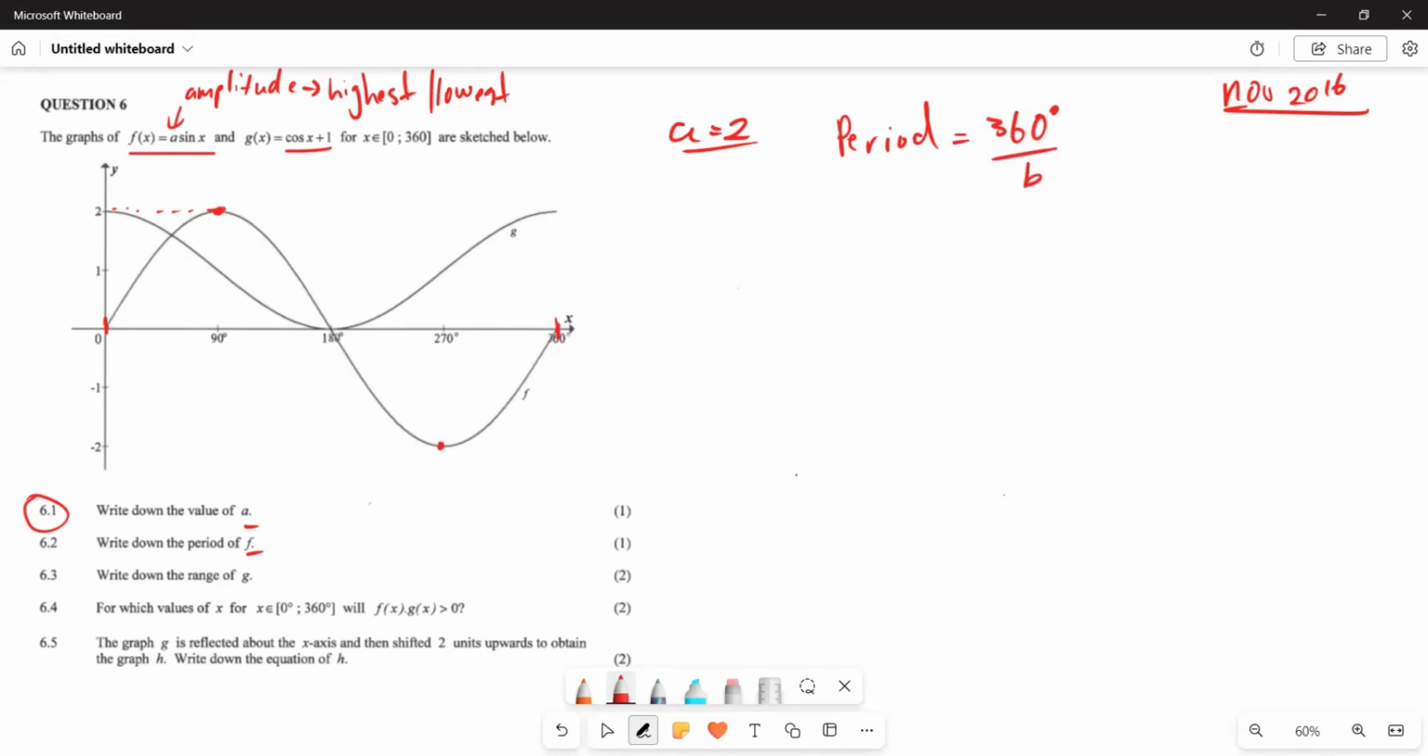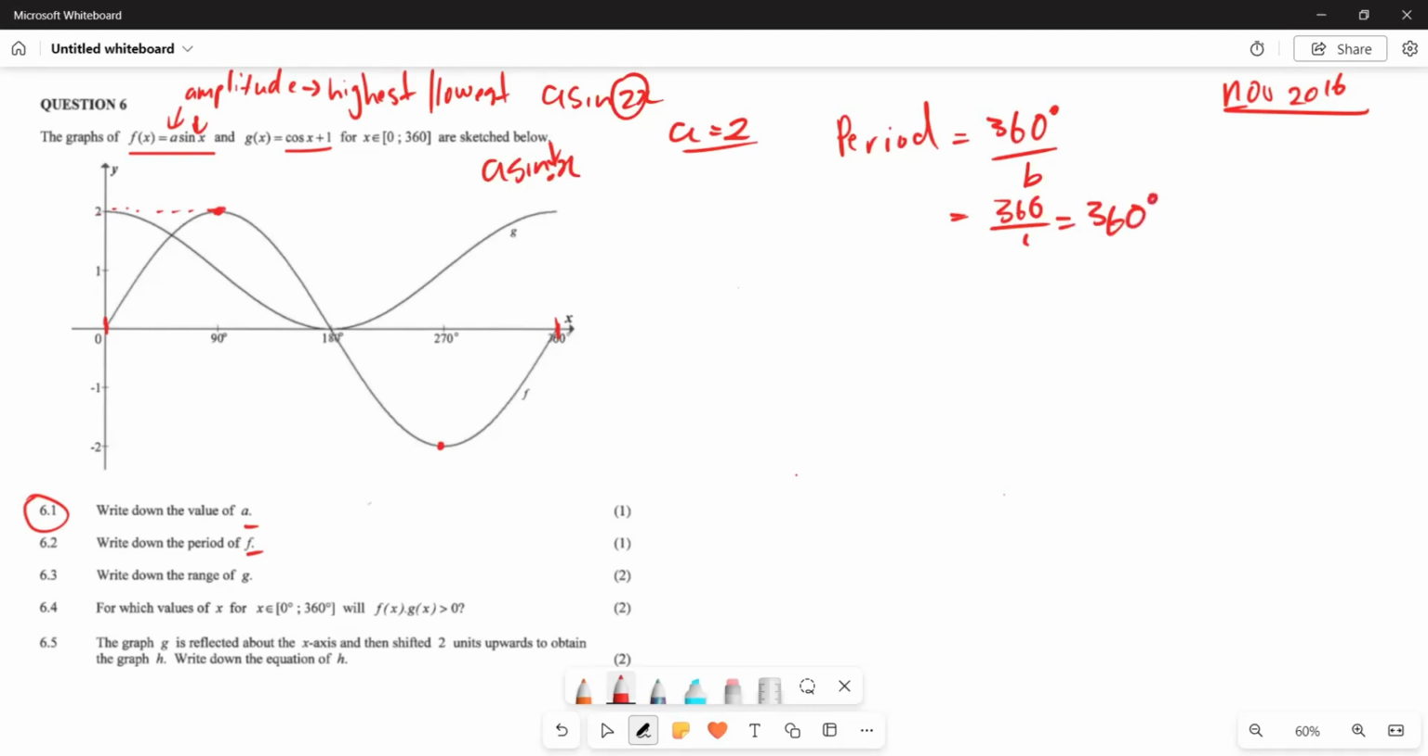That b is basically the number next to the x in the sine x here. Remember, this is a graph of A sine of x, which means here it's the same as sine of 1x. Are we together? Because there is nothing here. If this was a graph of A sine of 2x, the value of your b was going to be 2. But since there is nothing here, it is going to be 1. So the period here is just 360 divided by 1, which is 360 degrees.